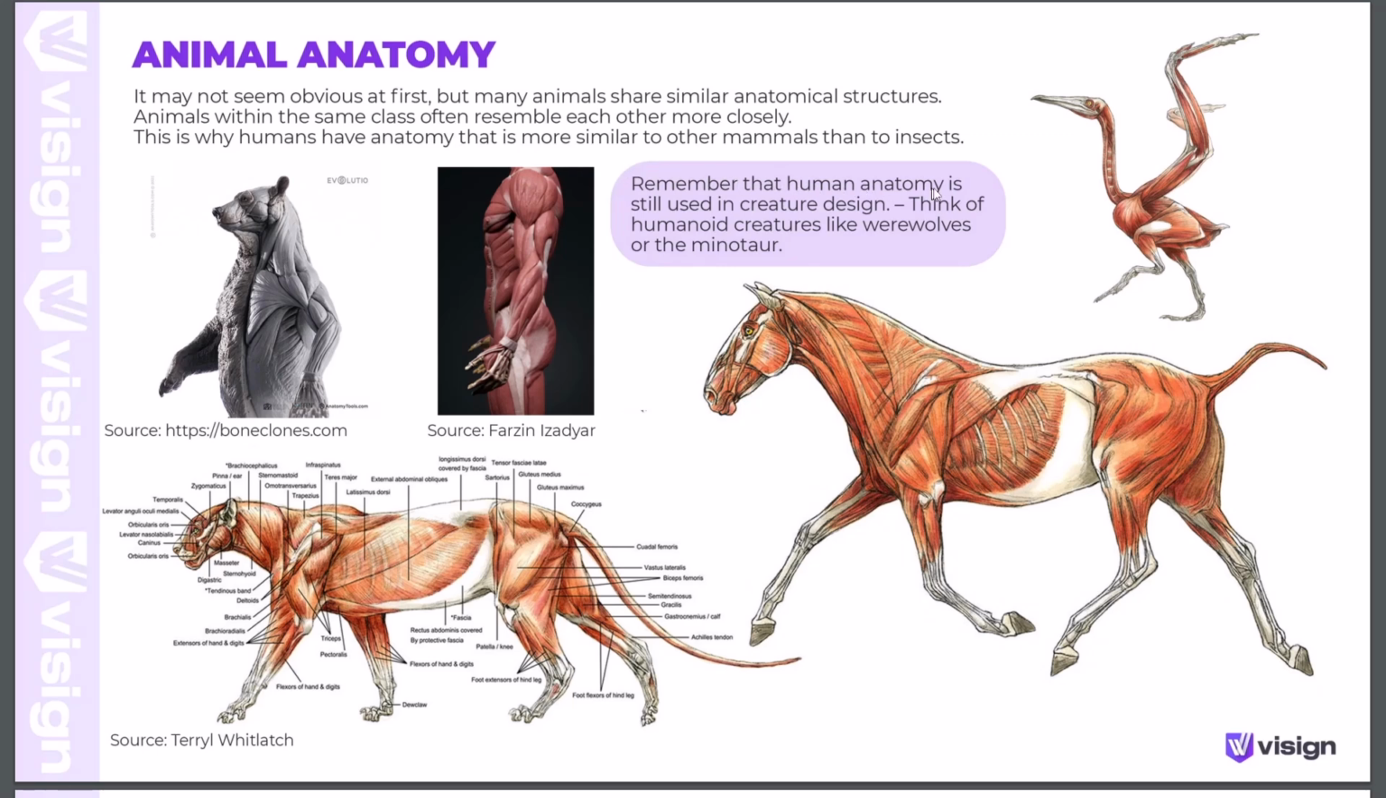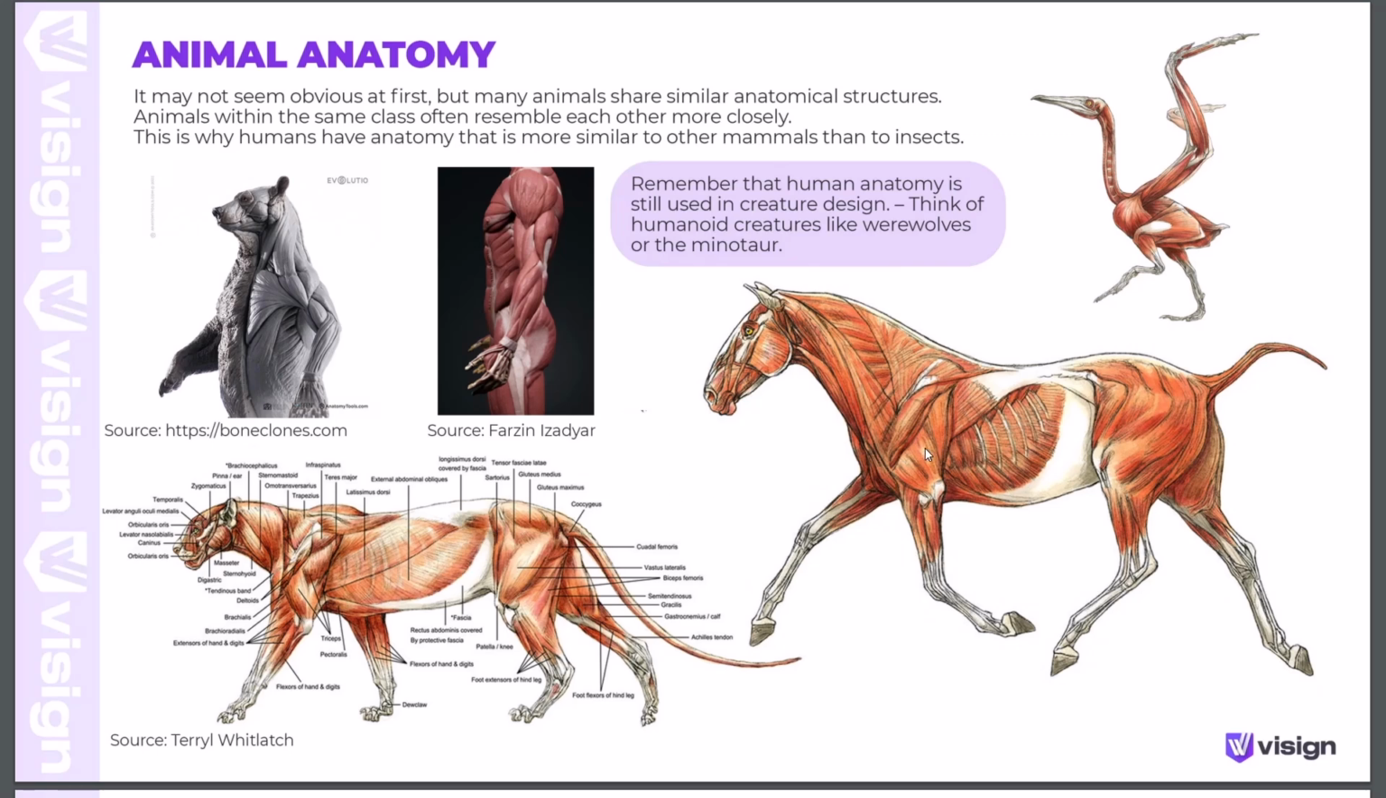So remember that human anatomy is still used in creature design. Okay, just as a note, think of humanoid creatures like werewolves or the Minotaur, because with creature design, I think a lot of people tend to think of something very animal, but we do take into consideration humanoid creatures as well, like I said, the werewolf, right?